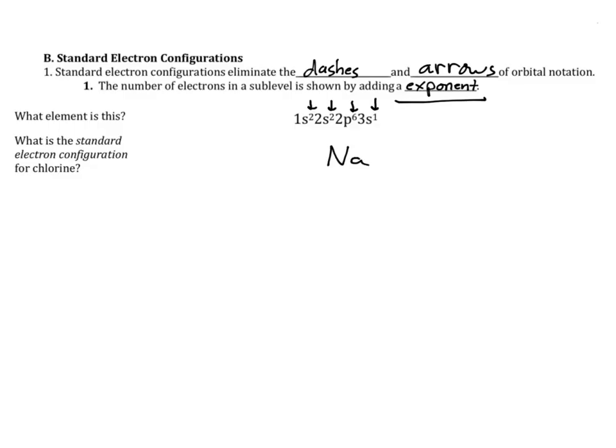So it must be sodium because it has 11 electrons, because if you add 2 plus 2 plus 6 plus 1, you get 11. Now that's the long way, adding up those electrons. There's actually a shorter way, and really, this is how I would do it. Instead of adding those up, you can just look at this last part here. It's literally like graphing, like looking at coordinates on a graph.